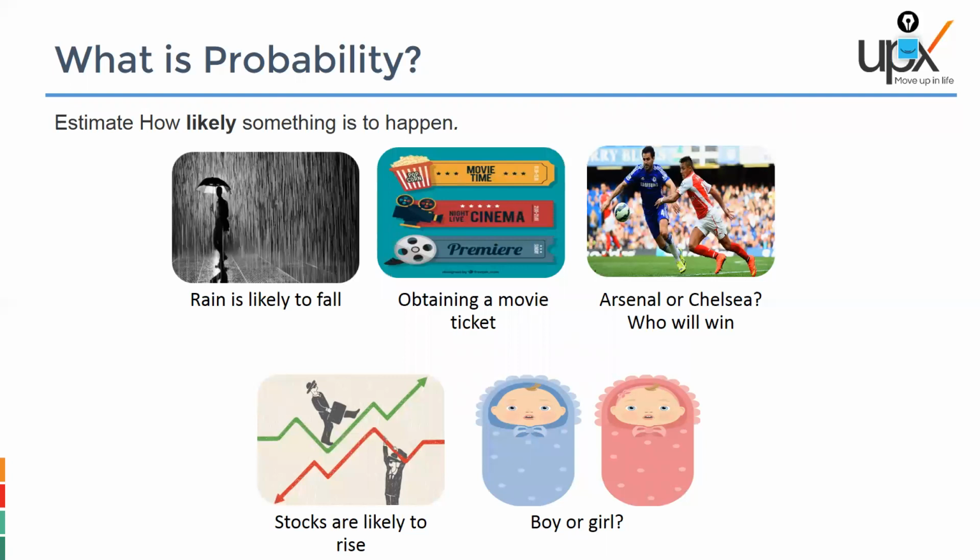So now what is this probability? What is this chance? In its simplest definition, it estimates how likely something is to happen. How likely is it going to rain tonight? How likely is you obtaining a ticket to Avengers Infinity War on its first day? How likely is it for Arsenal or Chelsea to win the Premier League? How likely is it for the stocks to rise? How likely is it that you are going to have a boy or a girl? All these are talking about chances. So probability is nothing but chance. In other words, probability is nothing but random chance. Random itself means chance.